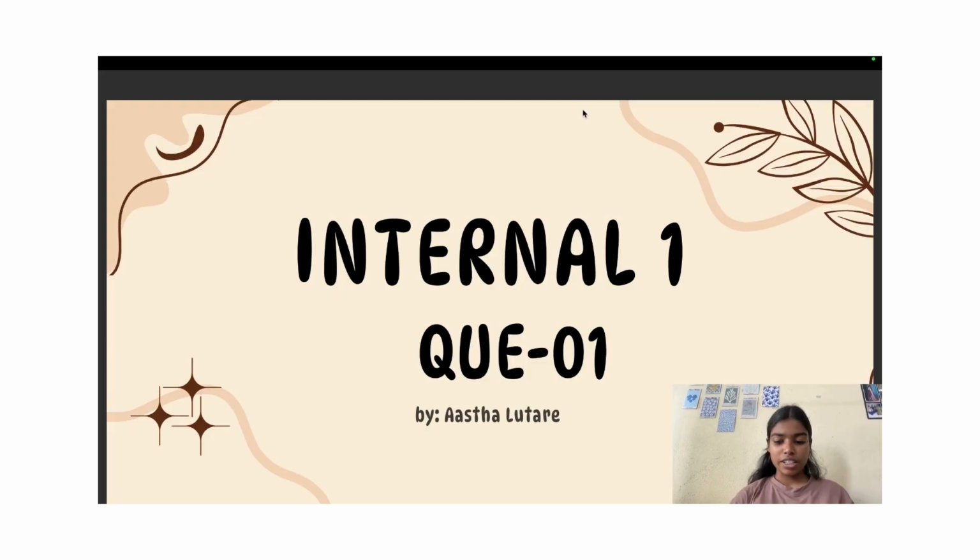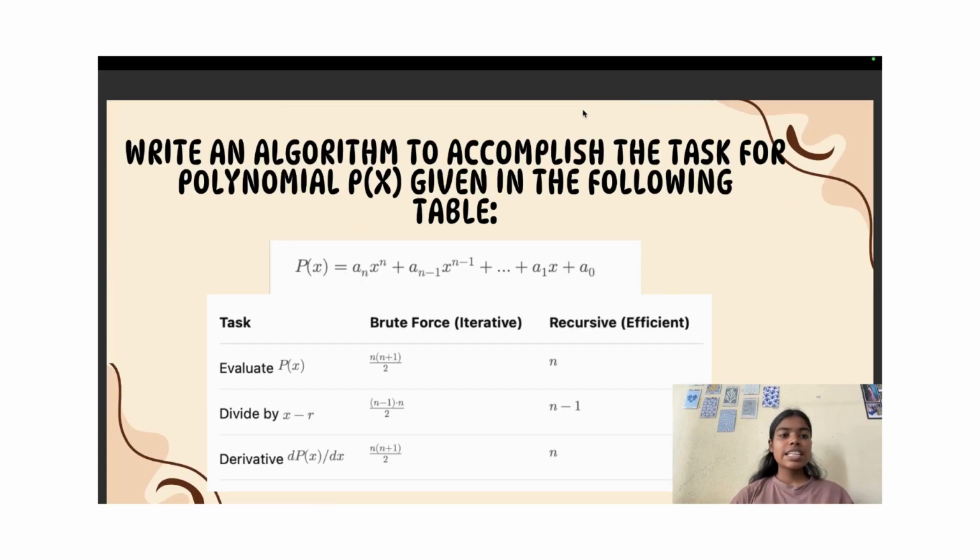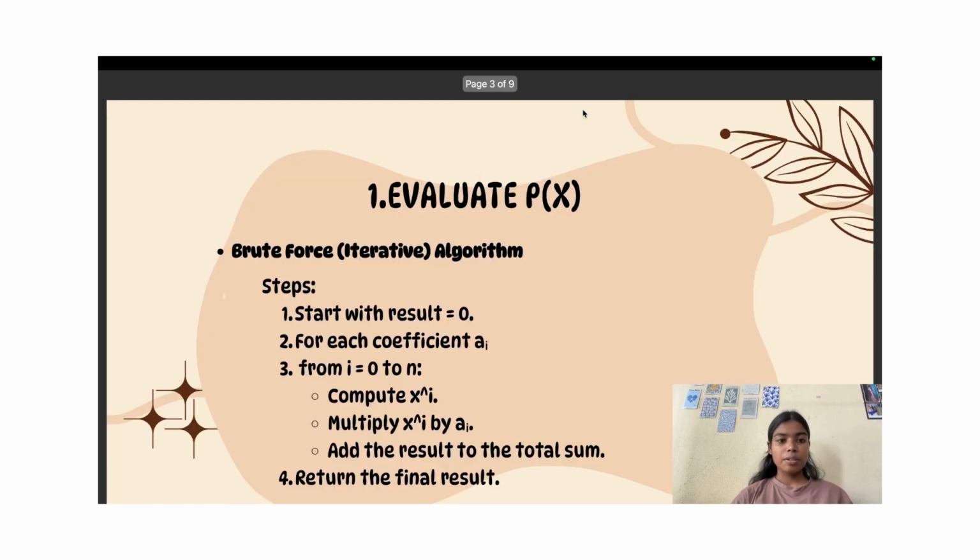Our question is: write an algorithm to accomplish the task for polynomial P(x) given in the following table. Here we have a polynomial P(x) equals a_n x to the power n plus a_(n-1) x to the power n minus 1 up to a_1 x plus a_0. We have to write an algorithm for the brute force iterative method and the recursive method.